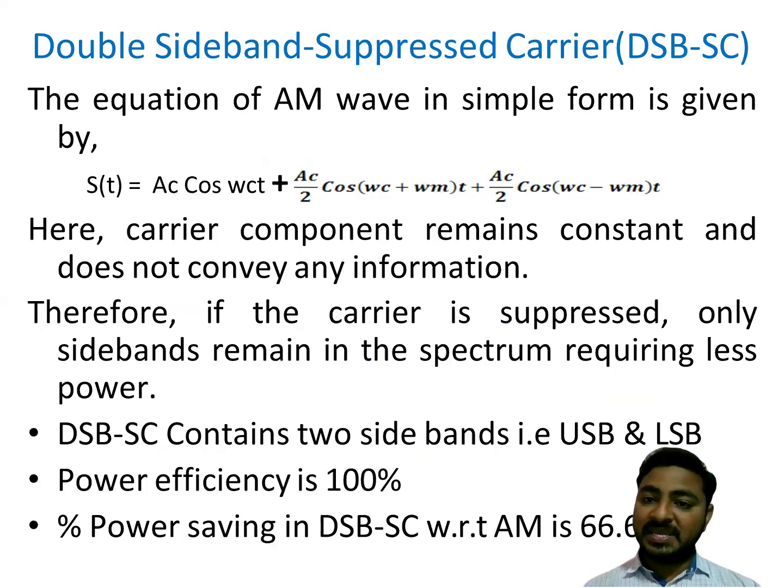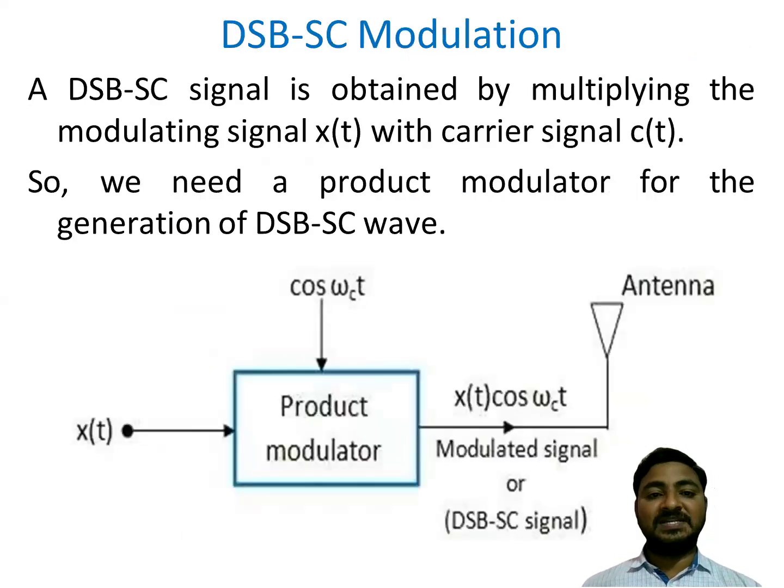The definition of DSB-SC modulation: the process of suppressing the carrier signal from the amplitude modulated wave is nothing but a double sideband suppressed carrier wave. Double sideband suppressed carrier contains two sidebands, that is the upper sideband and the lower sideband. The power efficiency of the DSB-SC wave is 100%. The percentage of power saving in DSB-SC with respect to AM is 66.6%.